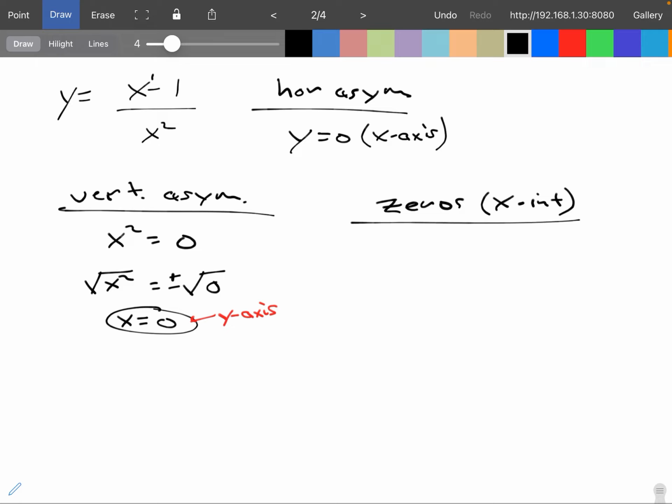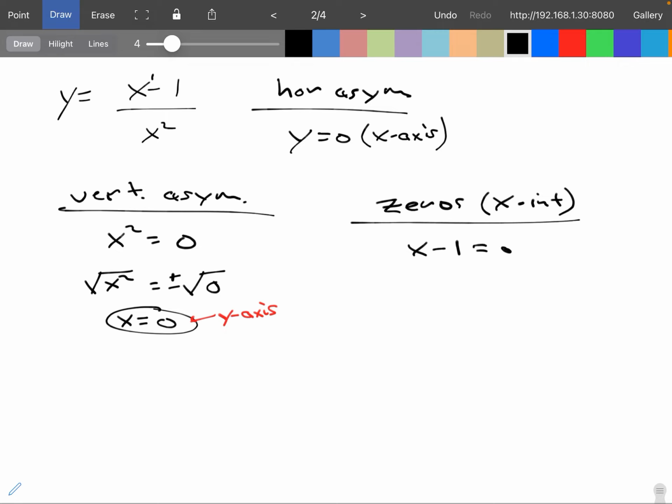Okay, so zeros are the x-intercepts. So what do I set equal to 0, the top or the bottom? Do I set the numerator equal to 0 or the denominator equal to 0? I got a finger pointing up here, so it's the top. Okay, all right, I got that. Good, it wasn't the middle finger, but it's okay.